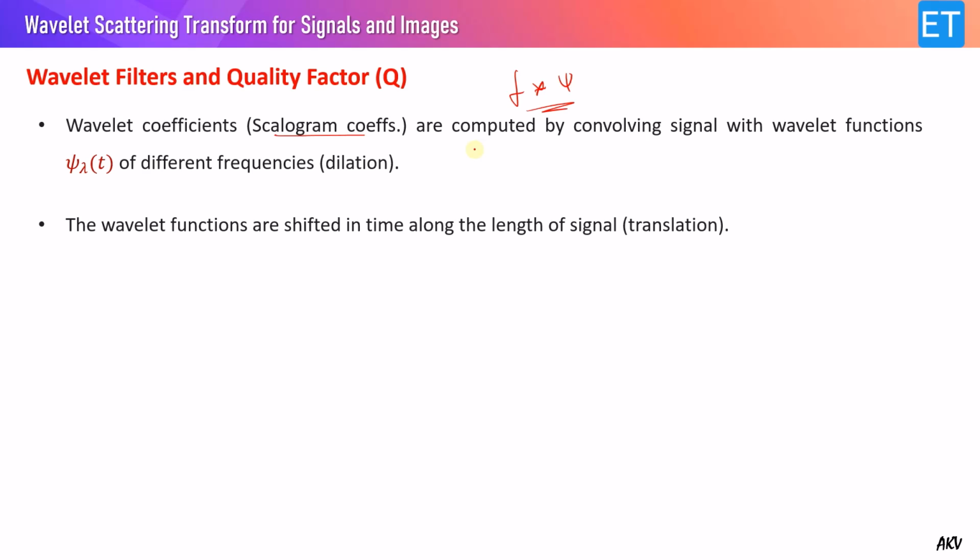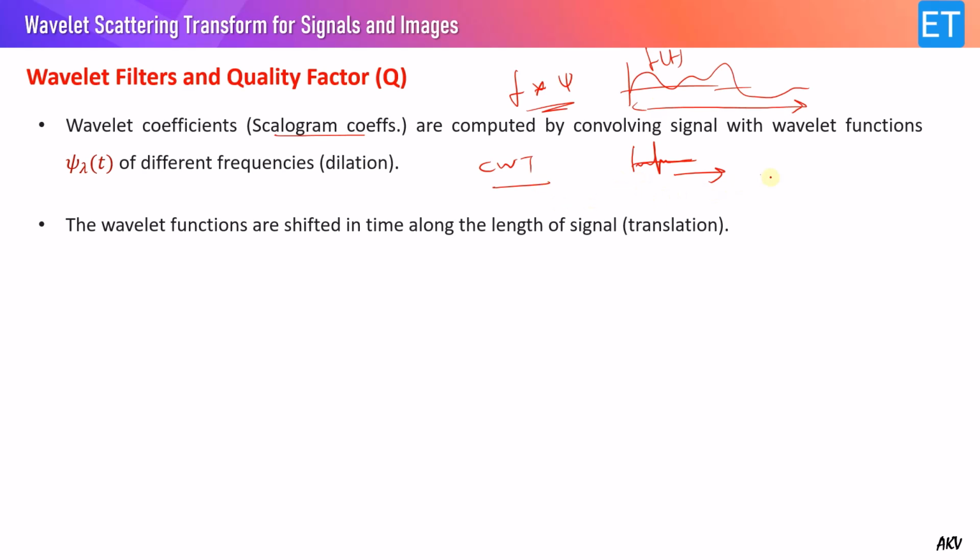If you are aware of how the wavelet coefficients are computed, you understand that, let's say, this is your signal and this is your wavelet. This wavelet is convolved with this function f(t), and this wavelet is shifted in time. That means we cover the whole length of the signal. This is the similar operation we do in computing the continuous wavelet transform coefficients. So wavelets are convolved and then they are shifted in time.